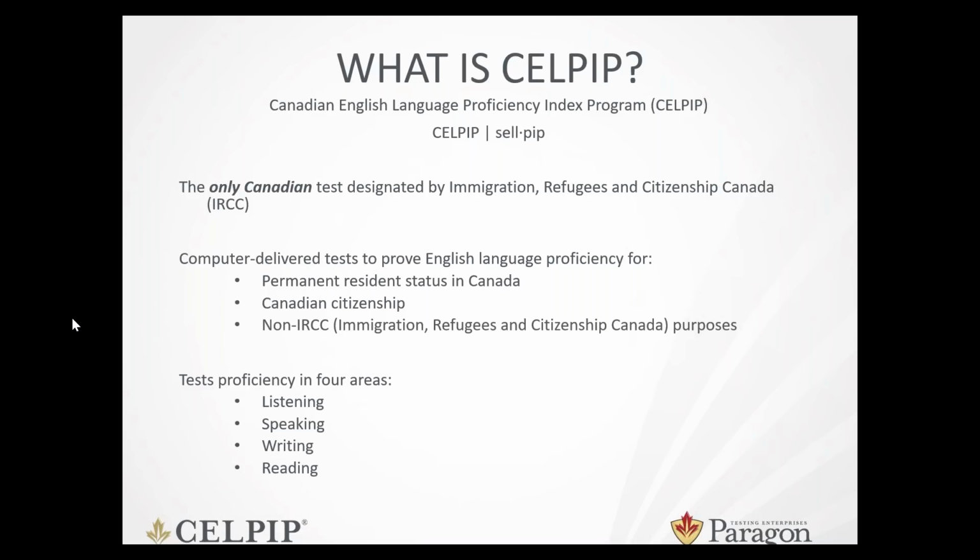One thing I'll let you know is that you don't need to be a rocket scientist to do very well on the CELPIP test. We're not asking for your technical English, your academic English. We're looking at your everyday English language proficiency. So the CELPIP test tests your English language proficiency in 4 areas: listening, speaking, writing, and reading.